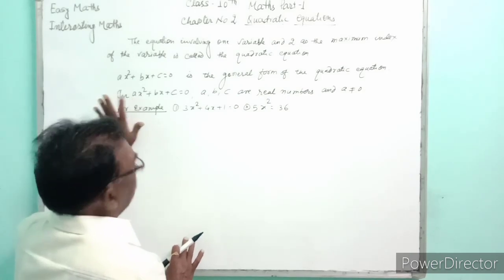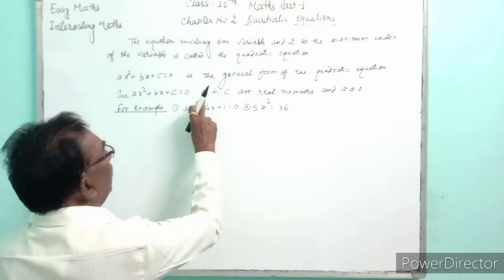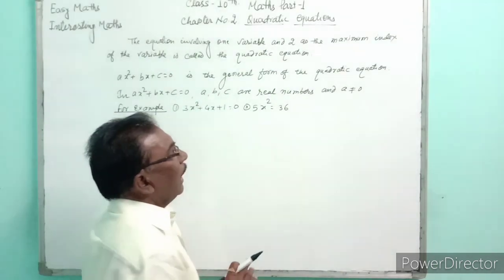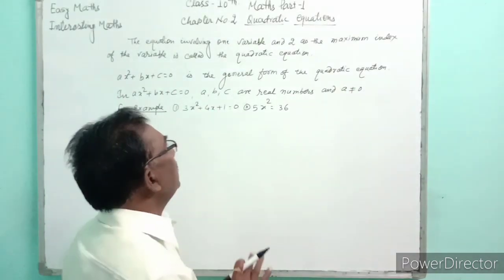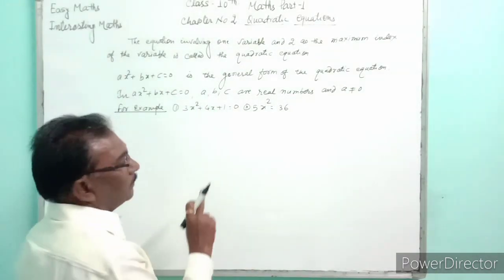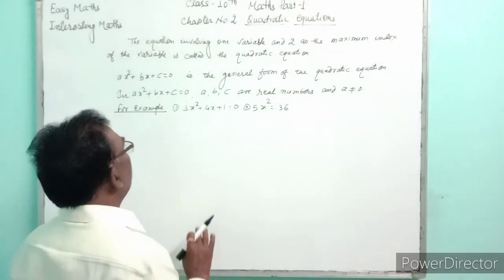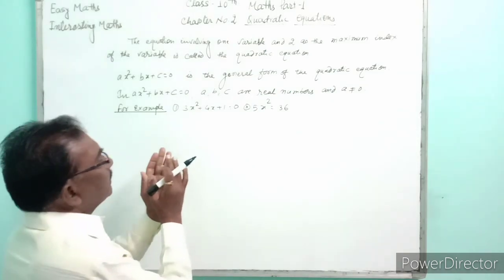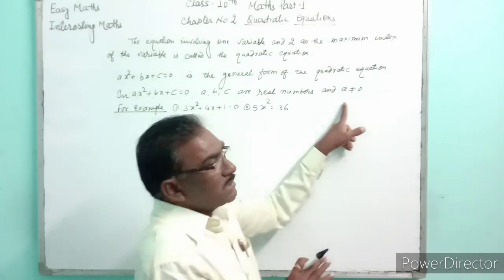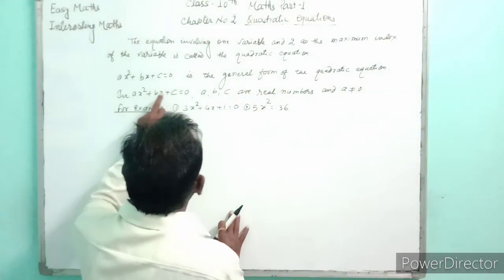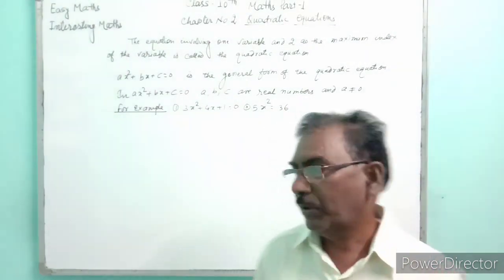In the equation ax square plus bx plus c is equal to 0, a, b, c are real numbers, and at the same time a is not equal to 0. It means if the given equation is a quadratic equation, then a must not be 0. b may be 0, c may be 0, but a must be a non-zero real number.